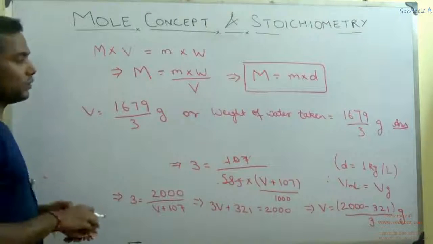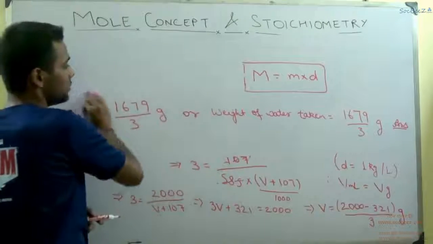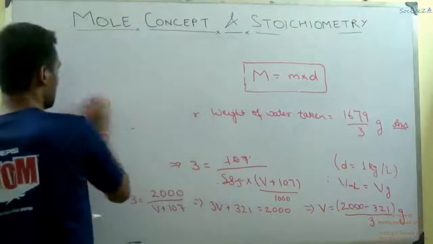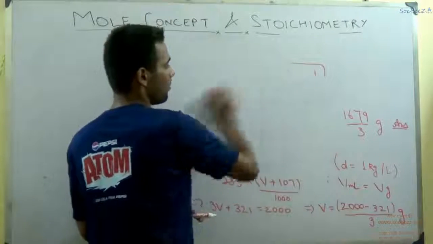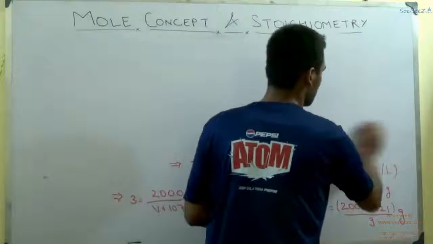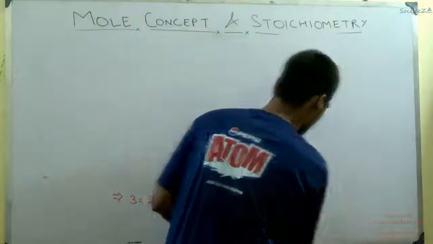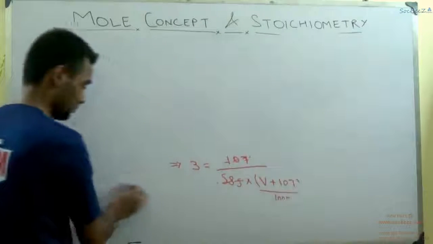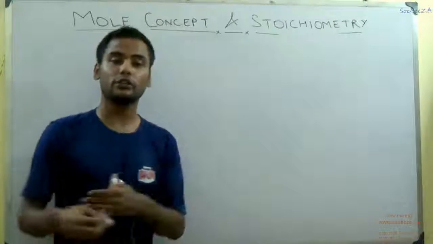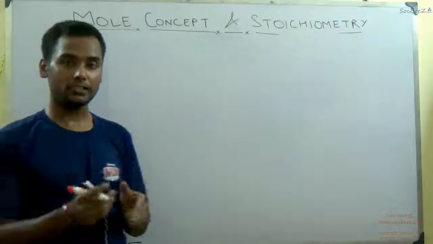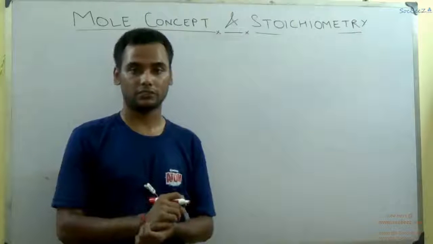So now let's move on to another concept. There is one concept known as limiting reagent, which we should study now. If any chemical reaction is taking place and we are given the amount of reactants, then limiting reagent tells us how much amount of product is going to be formed. It depends on the reactant which is consumed first in a particular reaction.